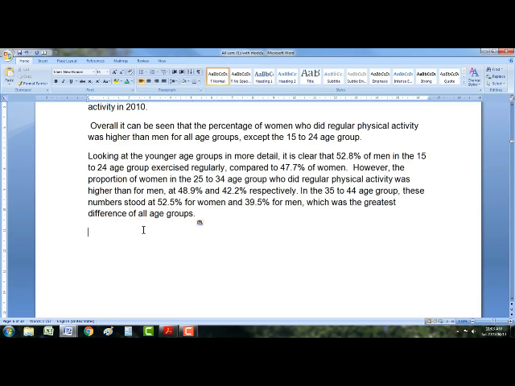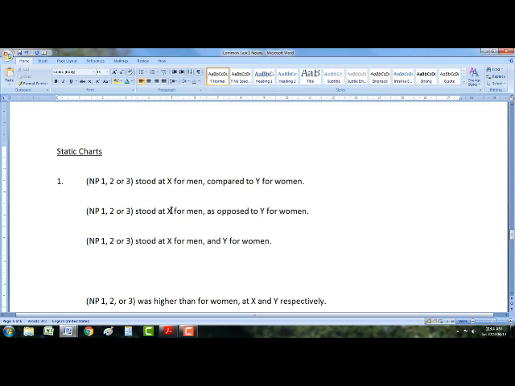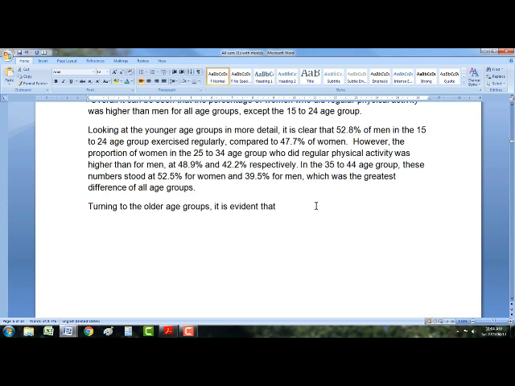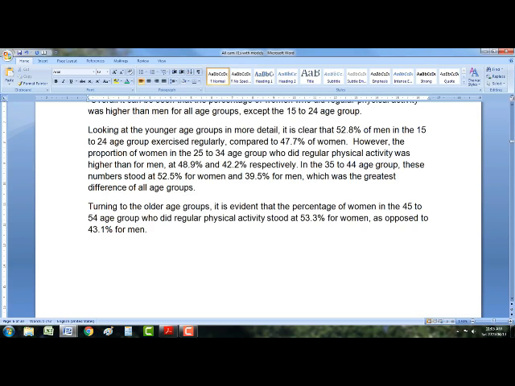Let's move on. Turning to the older age groups, it can be seen that. And I'm just going to use this one again, but I think I'm going to throw a nice noun phrase 3 in there. The examiner will not notice you use the same sentence structure if you change your noun phrase to noun phrase 3, noun phrase 4, change your vocabulary, compared to, as opposed to. So there, what a beautiful sentence. The percentage of women in the 45 to 54 age group who did regular physical activity, noun phrase 1, noun phrase 3, stood at that as opposed to that for men.